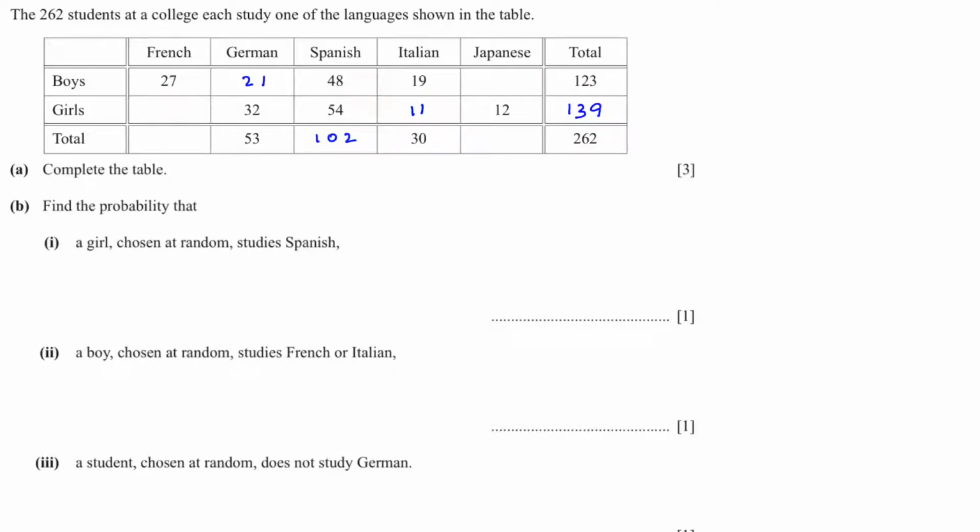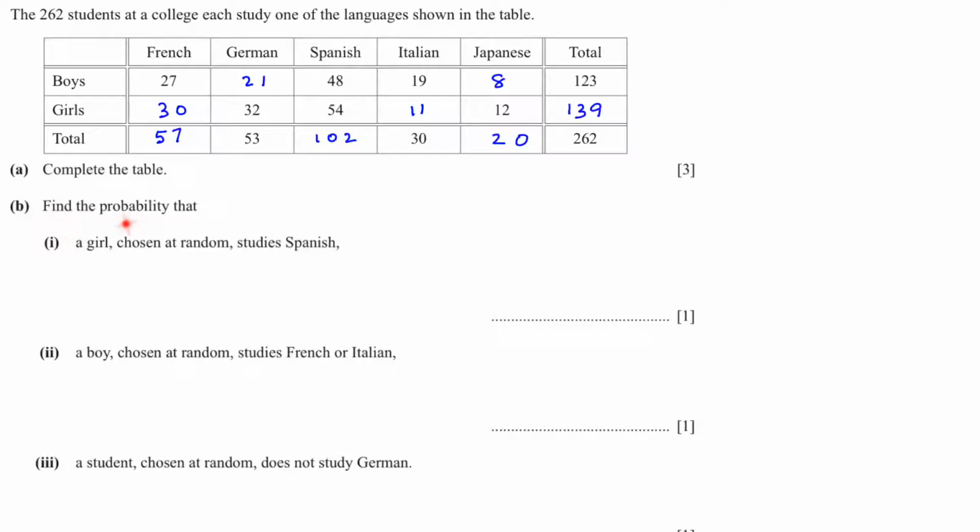Now in this row, Japanese is remaining. 123, subtract all these numbers will give you 8. And then 139, subtract all these numbers will give you this number, and this plus this will give you the total of Japanese numbers. Now 27 plus 30 will give you 57. Therefore, the table is complete.